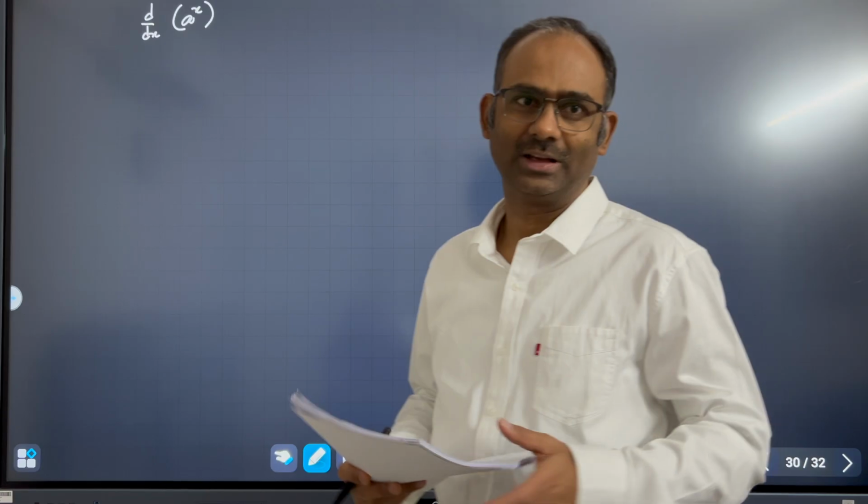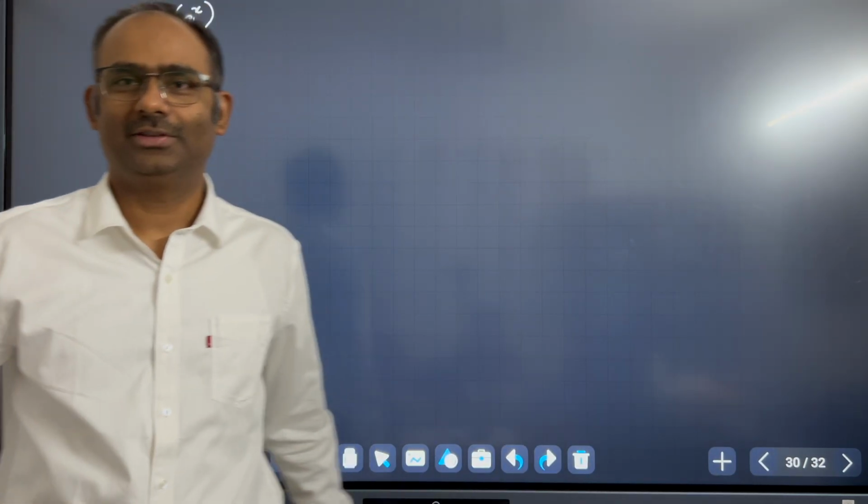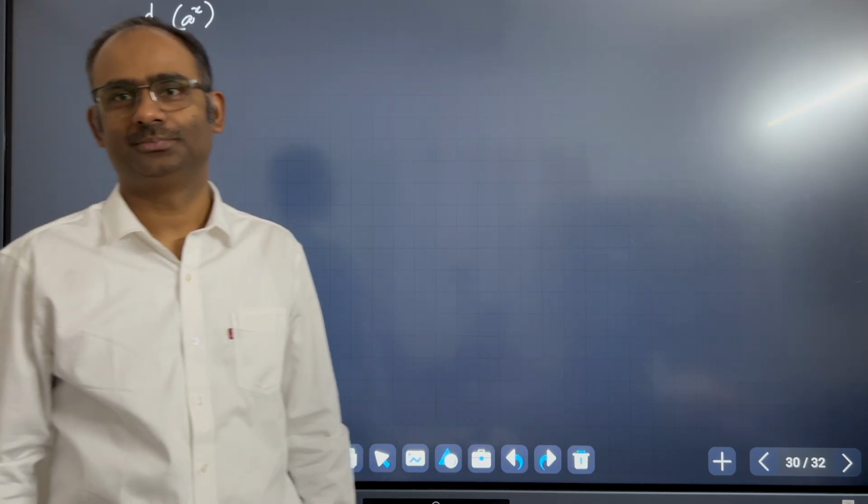Do you think you can do it? What will be your first step? Convert this exponential function, which is to the base a, to an exponential function to the base e. Because if you can do that, then you know how to differentiate. Right? How will we do that?